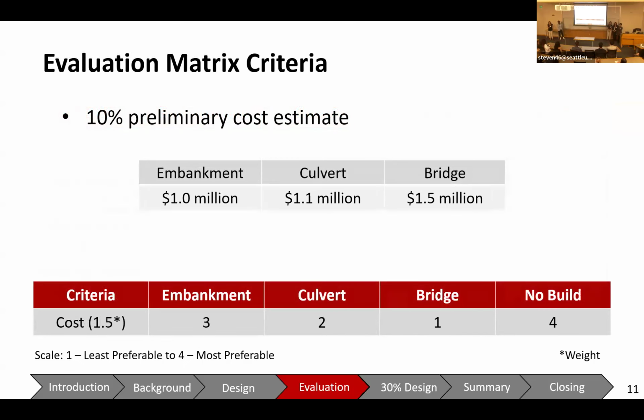For our first criteria, we evaluated cost, and preliminary cost estimates were done based on the construction for each alternative. So that includes materials, labor, and equipment. As you can see, the bridge ranked the least preferred by being the most expensive, and the no-build option is ranked the most preferred because there are no construction costs. We used the WSDOT unit bid analysis tool to estimate the costs by looking at similar projects and then scaling each cost based on the size of our project.